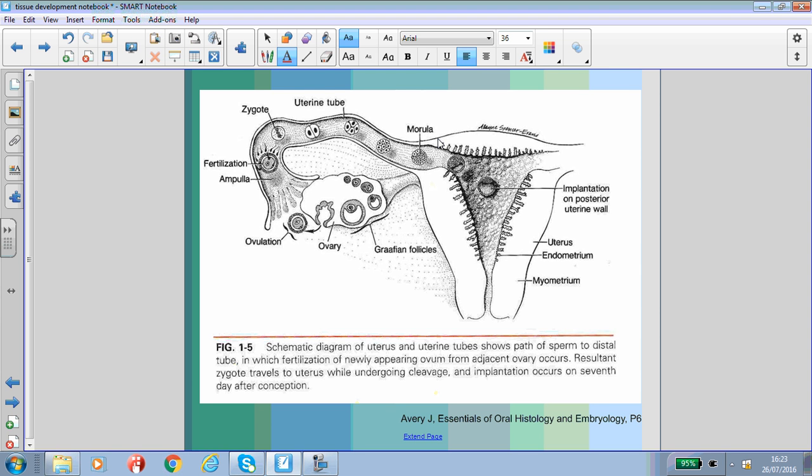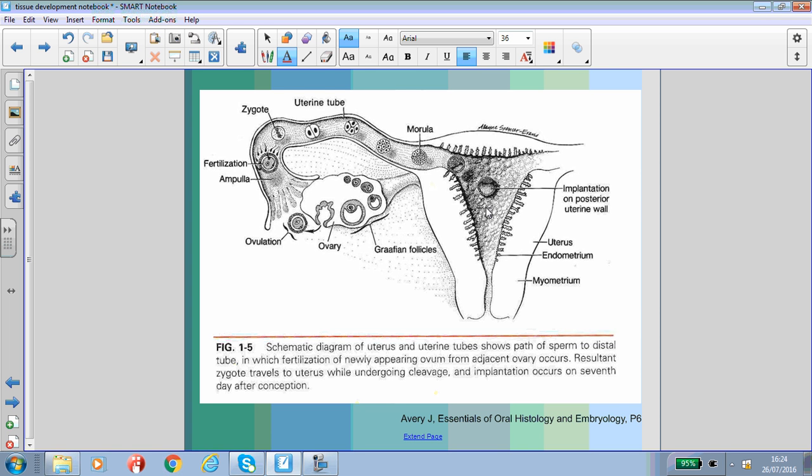And when we get to the point where we have at least 16 cells, so after the 4th division, we then have a morula. That's what we've got here. And it is a morula when it exits the fallopian tube and enters the uterine cavity, so enters into the womb.